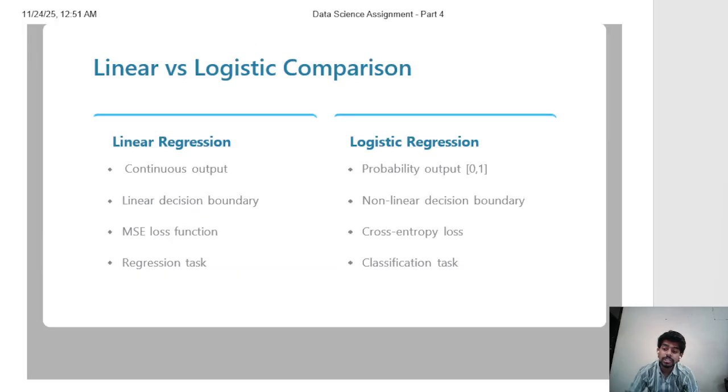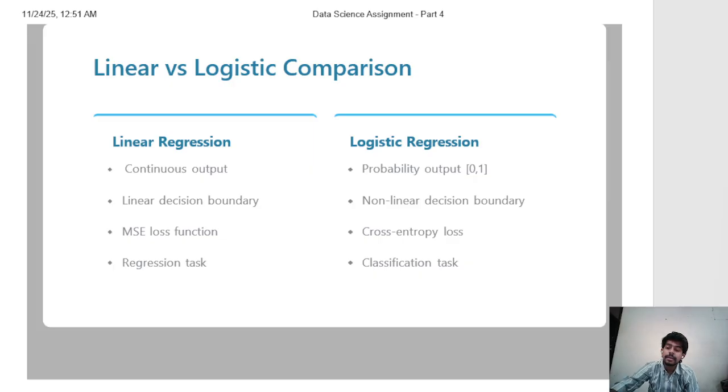Linear versus logistic regression. Let's see the comparison between them. The key difference is that linear regression produces continuous output values with no bounds. Logistic regression produces probability output constrained between 0 and 1. Linear regression uses a linear decision boundary, a straight line separating classes. Logistic regression uses a non-linear decision boundary, a curved line that can better separate complex patterns.